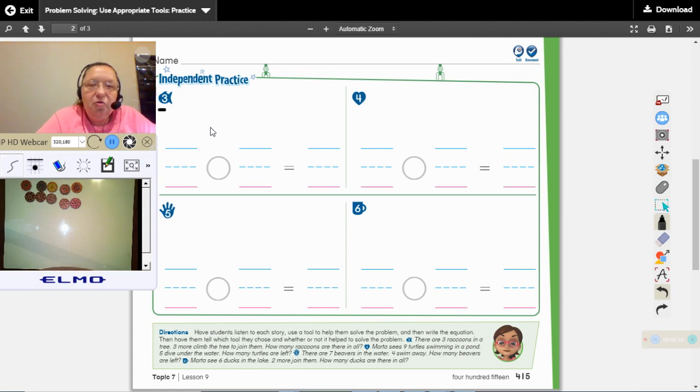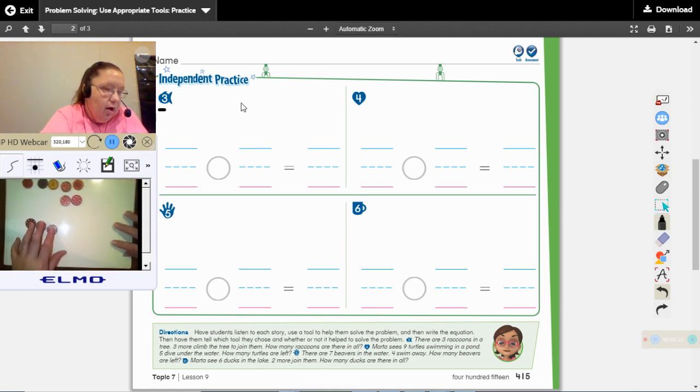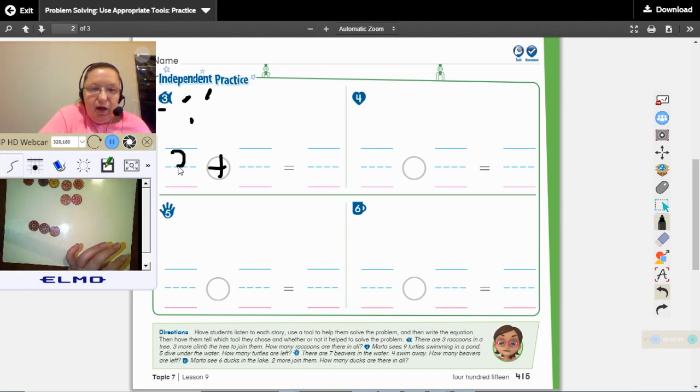There are 3 raccoons in a tree. 3 more join them. How many are there in all? So we're going to bring down 3. And we're going to draw 3 counters here. Remember, we said in all means we do our addition. So we're going to work with the plus sign. Okay? How many raccoons were there to begin with? 1, 2, 3. And we could have counted our dots up here.